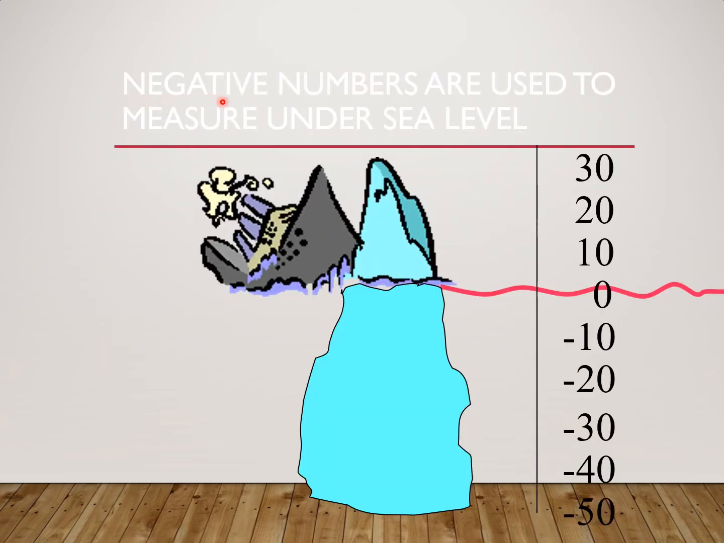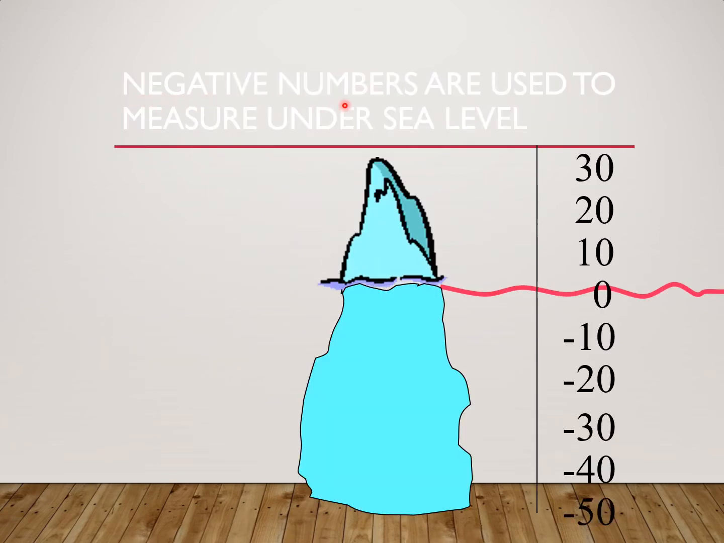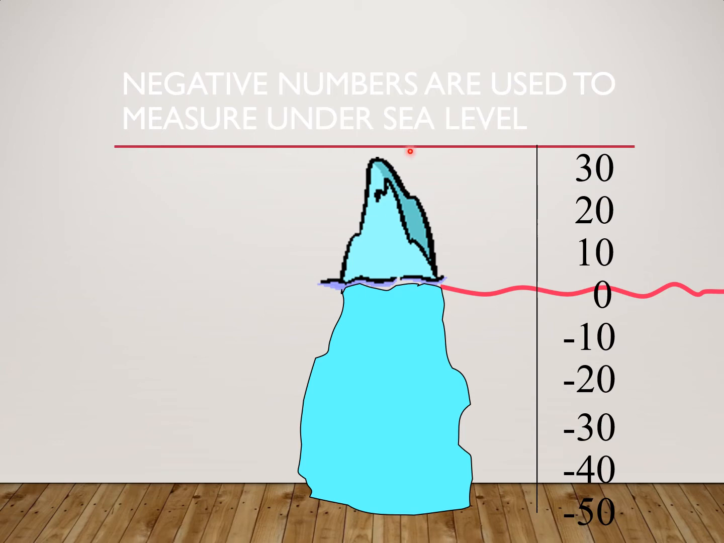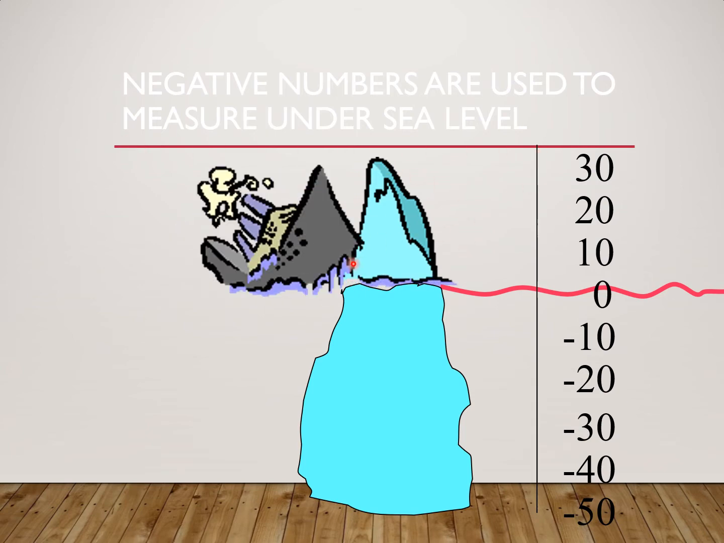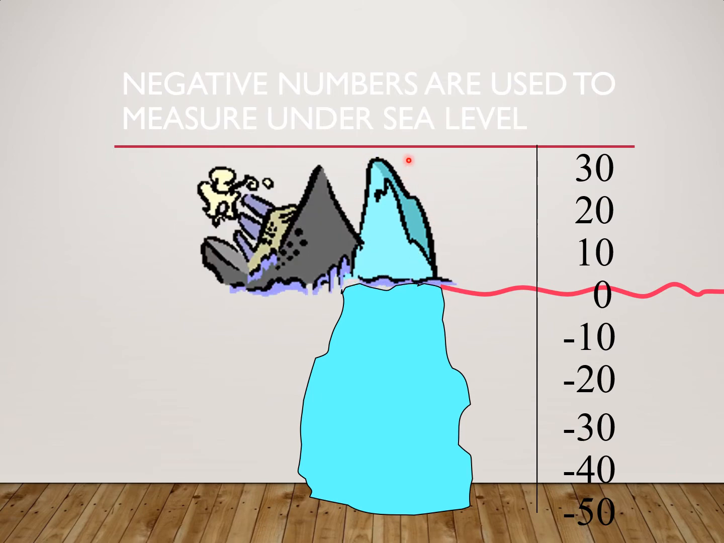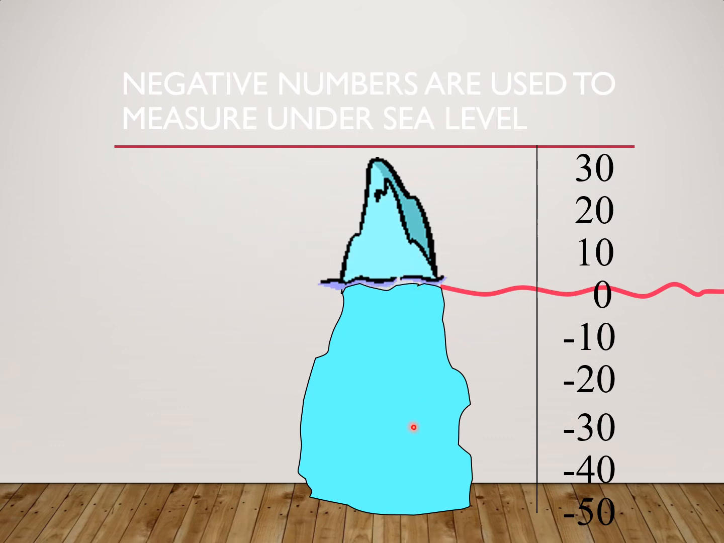In the last class, we discussed the topic of negative numbers that are used in many cases. Here, we have taken an example of real life. You can see an iceberg. This is an example of Titanic. Here, you can see the iceberg, this is the sea level. We have some part of the iceberg above the sea level and some part below the sea level.